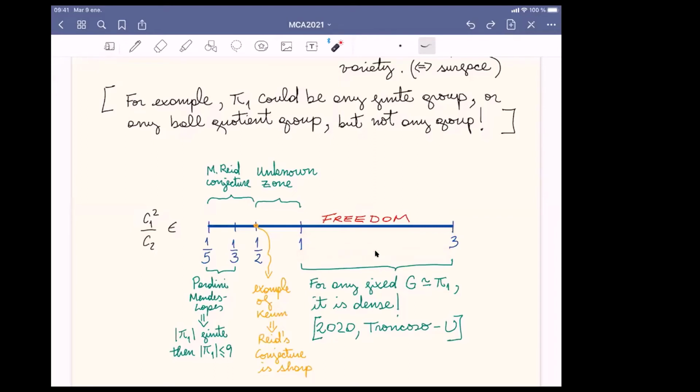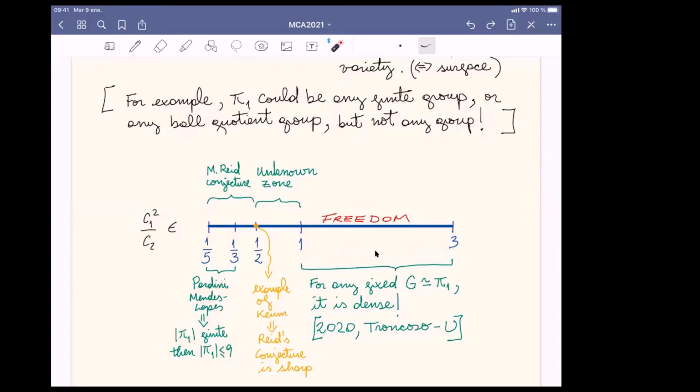Now for lower slopes, in this case, we have some restrictions. So for example, using some results of Pardini, Mendes Lopes, if the fundamental group is finite, then the order is very restricted, at most 9, if you are between 1/5 and 3. So we cannot expect complete freedom for low slopes.